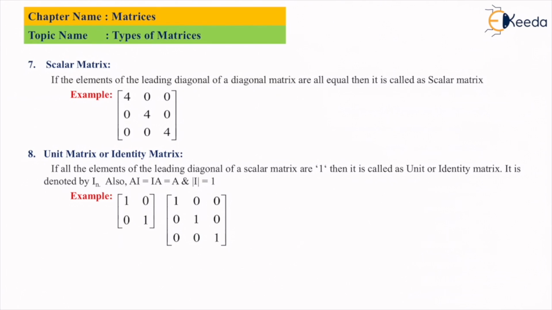And if you find out the determinant of the unit matrix or the identity matrix, it is 1. So these are the two things that you have to remember. Also, if you multiply any given matrix with the identity matrix, then you get the same matrix again. So A into I or I into A will give you A again. So these are the things which you have to remember for a unit matrix.